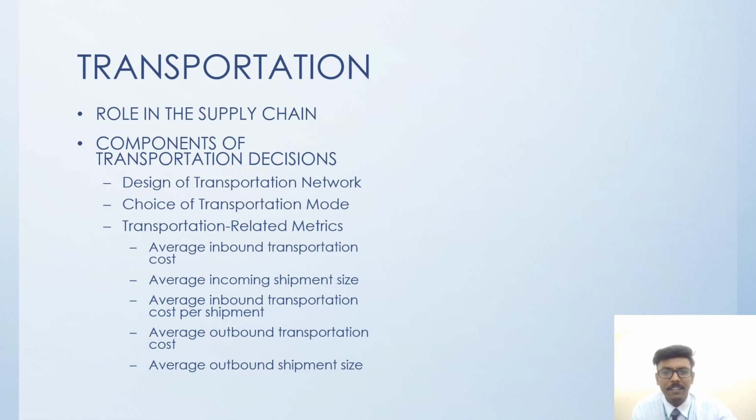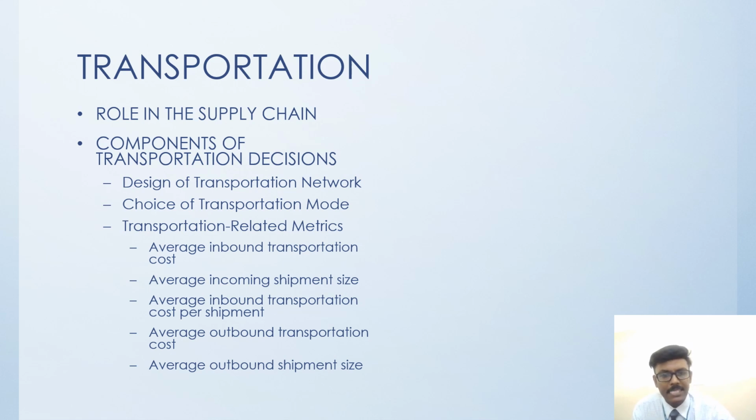Okay, so when we talk about the transportation related metrics, we need to concentrate on average inbound transportation cost, average incoming shipment size, average outbound transportation cost, and average outbound shipment size. We'll see the definition of these one by one. Average inbound transportation cost measures the cost of bringing product into a facility as a percentage of sales or cost of goods sold. That is, we can measure the cost per unit of product brought into the location.